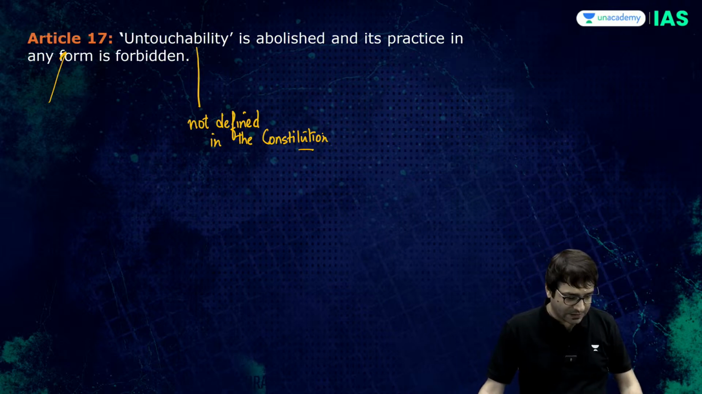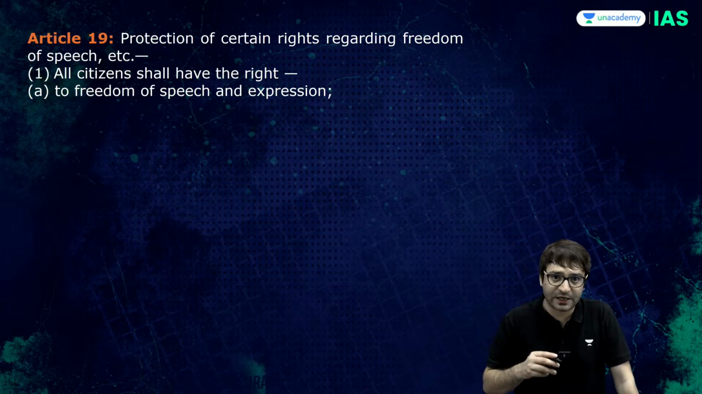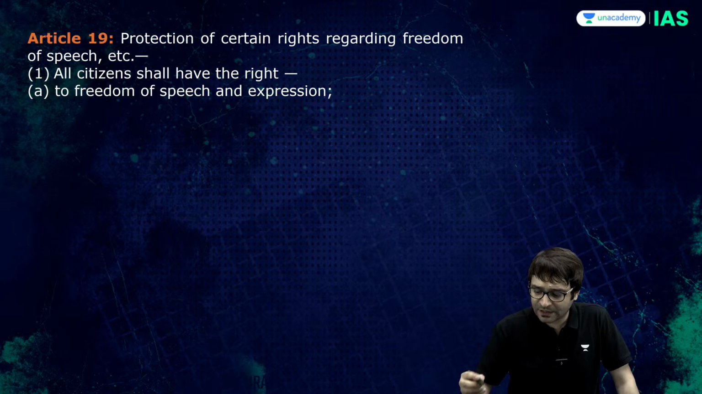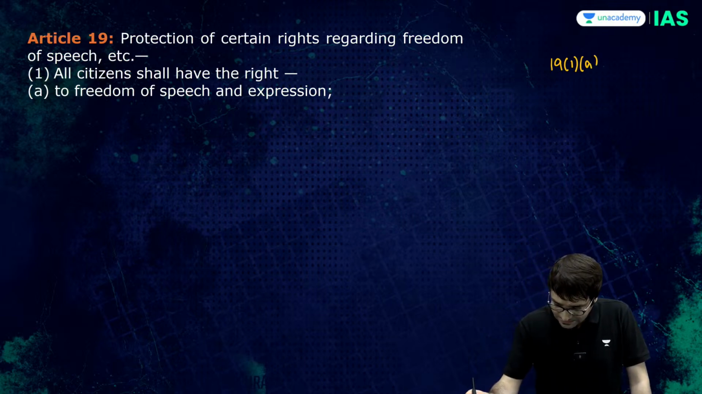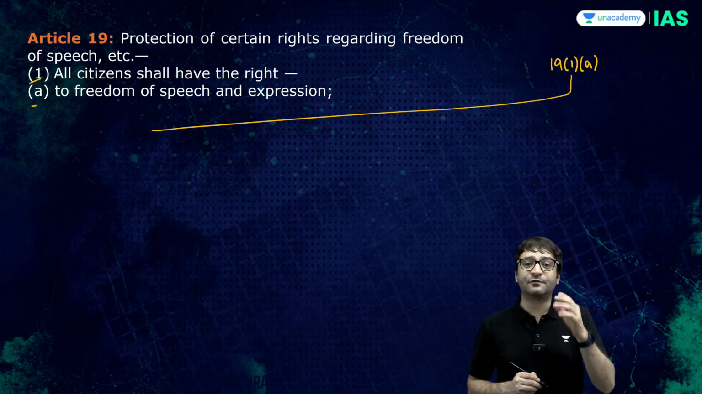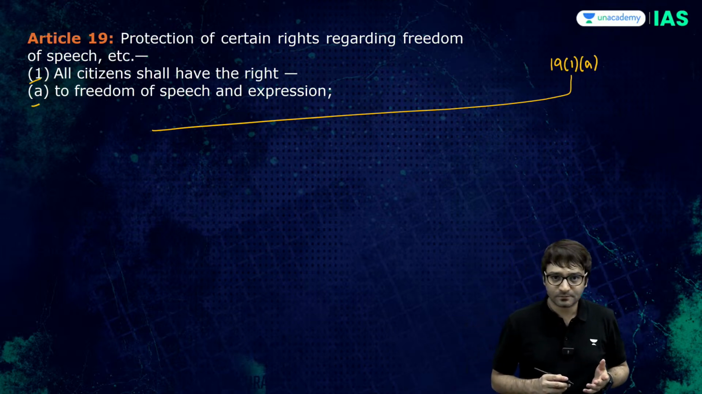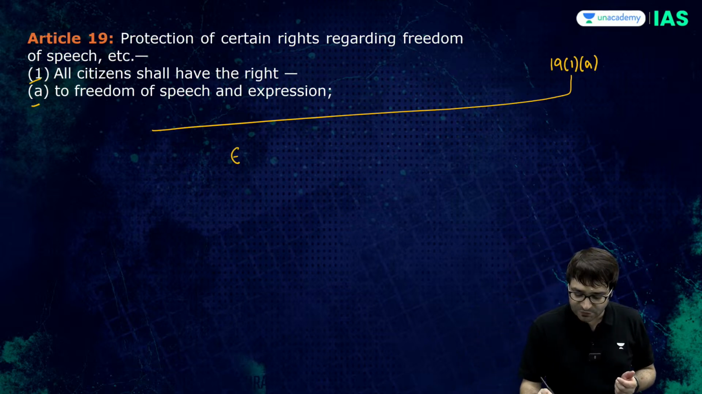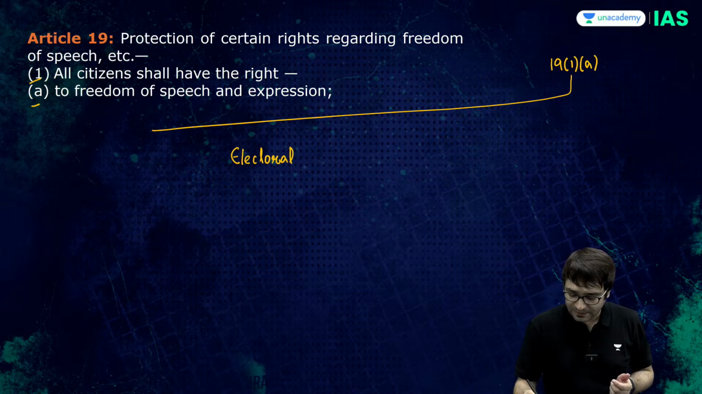Clear? Very good. Let's look at Article 19 and listen to me carefully. Article 19, protection of certain rights regarding freedom of speech. But you might have heard of Article 19, Clause 1, Clause A. It is this Article 19, Clause 1, Clause A, which talks about freedom of speech and expression. And this has been in the news. If you look at the electoral bonds judgment, what did Supreme Court say?